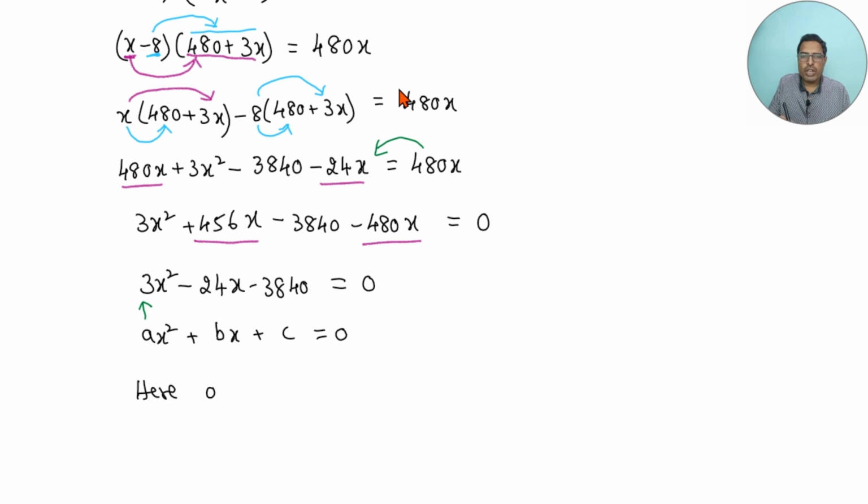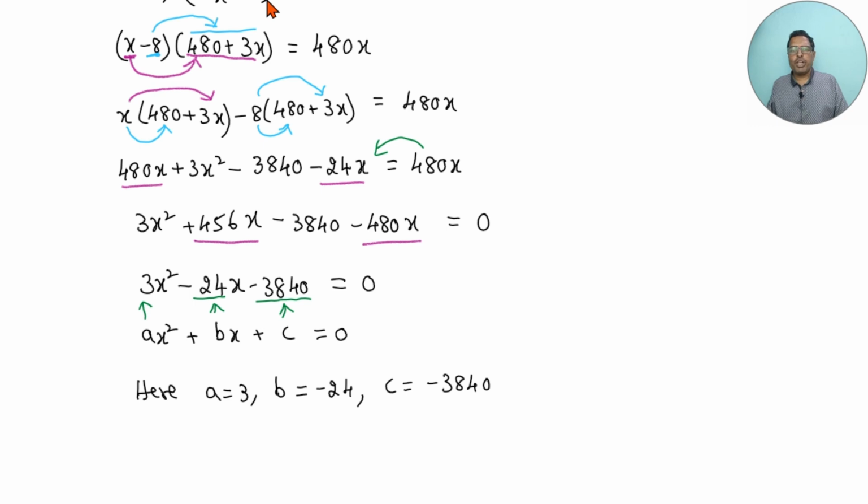Here the value of a is 3, and the coefficient of x, the b value, is how much? The b value is minus 24. So we have got b equal to minus 24, and the constant term c that you are having is nothing but minus 3840. So we got the c value to be minus 3840. So we have expressed the given statement in the form of the quadratic equation. That's the required solution.